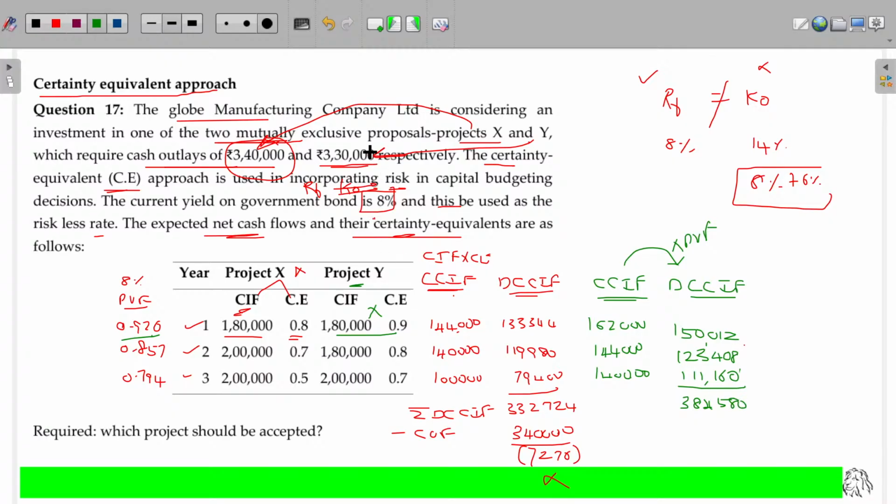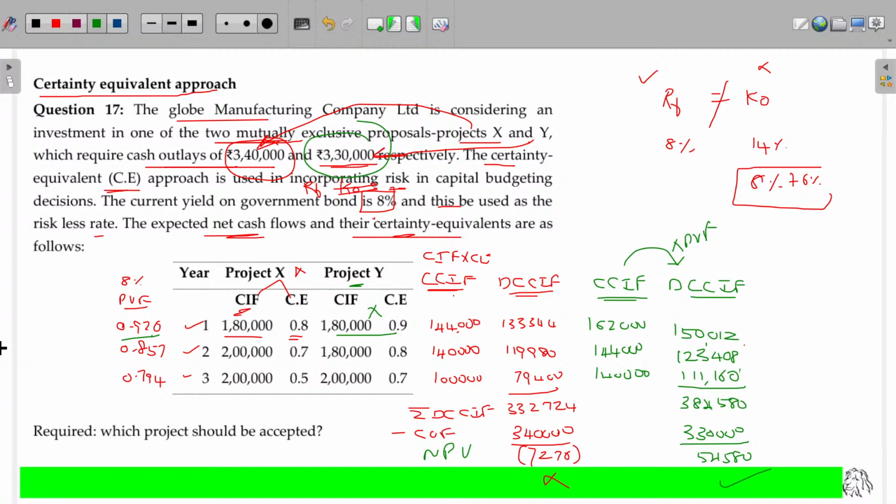If you add up the three, the ultimate value being 3,84,580. Your investment in this project being only 3,30,000. You invest 3,30,000, but you get 3,84,000, almost 54,580 excess. Even in the worst scenario, definitely you can accept this one. Reject project X and accept project Y. That's all.